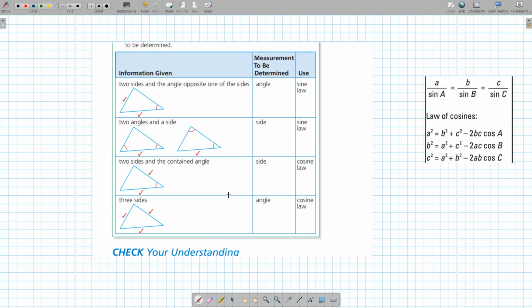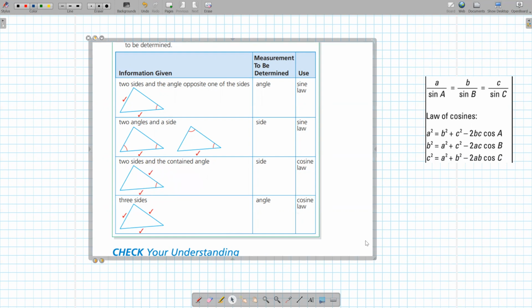Cosine law, you use when you have something like a smaller triangle within the triangle. Side, angle, side. You see this? And then the other condition is when you have all the three sides, but you don't have the angle. That's also a cosine law question.